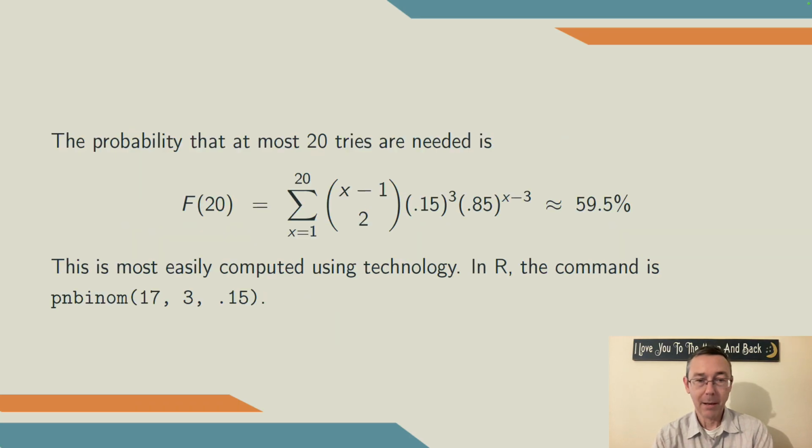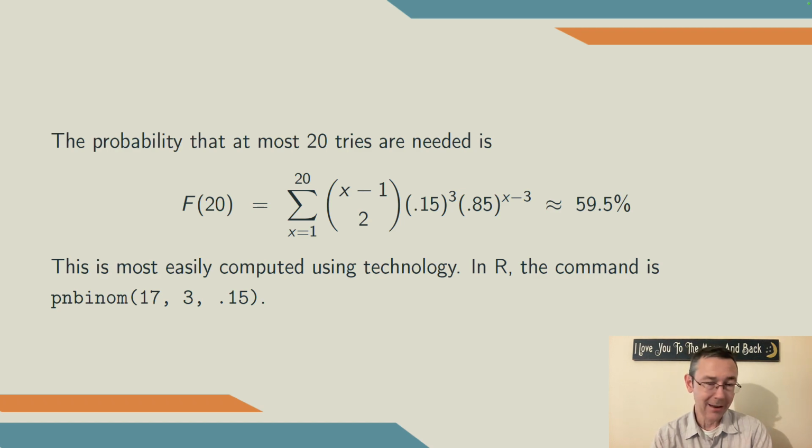We need to find the probability that it takes us no more than 20 trials, where 20 is the expected value. So we need to add up the values that this probability mass function takes for x equals 1, 2, 3, all the way up to 20. When we do that, we get 59.5%. So that's the probability that it takes them no more trials than that expected number of trials.